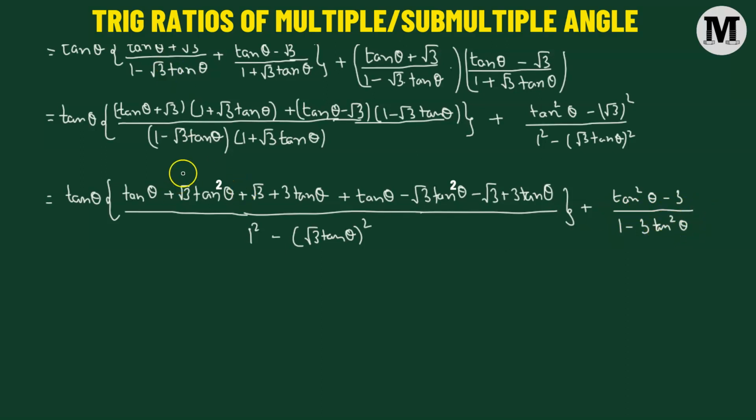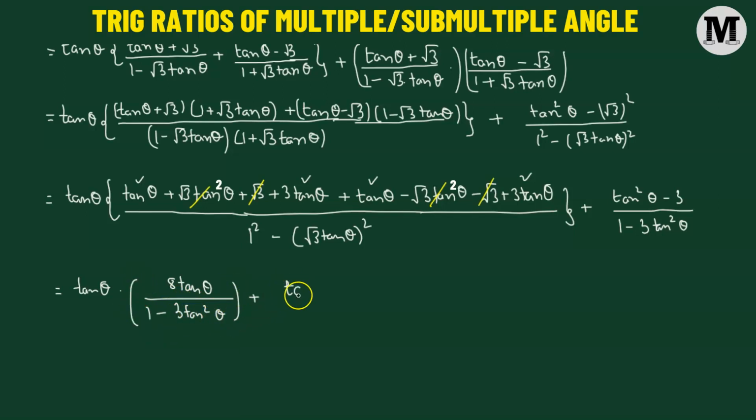Now here we'll see that few of the terms will get cancelled out. So here square root of 3 tangent squared theta and minus square root of 3 tangent squared theta cancels out. Also square root of 3 and negative square root of 3 cancels out. So we will now have tangent of theta multiplied to, so tangent theta plus 3 tangent theta plus tangent theta plus 3 tangent theta. So that will amount to 8 times tangent theta whole divided by 1 minus 3 times tangent squared theta. And the second term we have tangent squared theta minus 3 divided by 1 minus 3 times tangent squared theta.